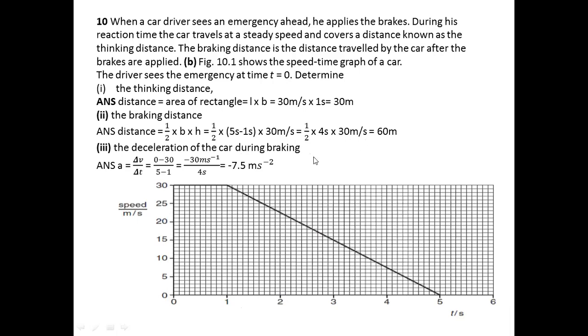Third part, calculate the deceleration of the car during braking. That is, you have to calculate the deceleration from time interval 1 second to 5 seconds. So whenever deceleration is taking place, final velocity is 0. Initial over here is 30. So acceleration is equivalent to change in velocity over time. Final velocity minus initial, 0 minus 30, and 5 minus 1 is the time interval. So it becomes minus 30 meter per second divided by 4 seconds. Final answer is negative 7.5 meter per second square, showing that deceleration, retardation, is taking place.